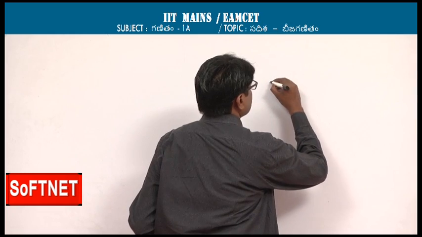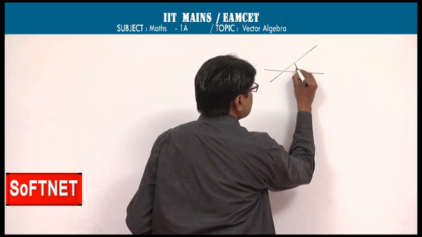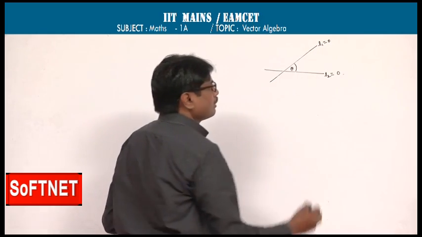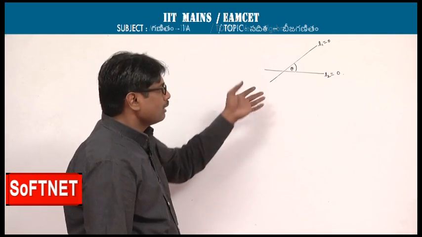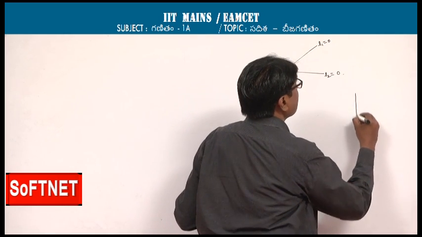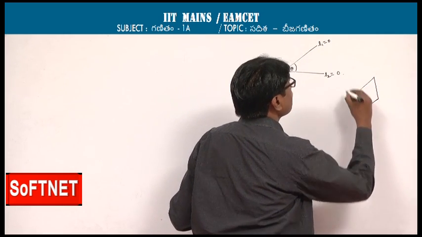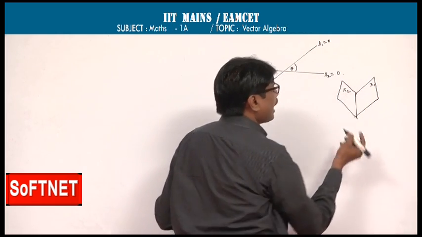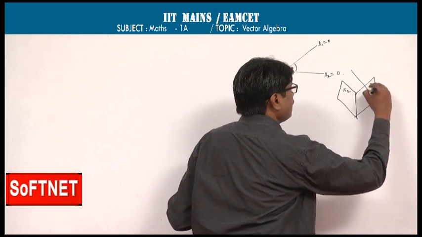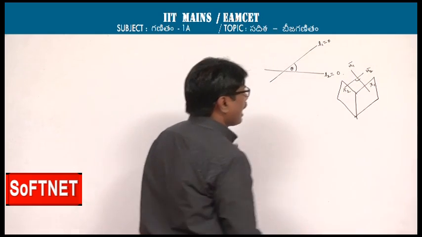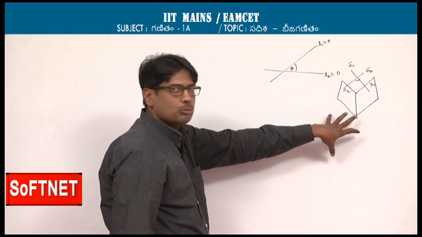In earlier classes we have seen the angle between two lines, theta, where L1 is equal to 0 and L2 is equal to 0. Next we have seen the angle between two planes, pi 1 is equal to 0 is one plane and pi 2 is equal to 0 is the second plane. The angle between two planes is nothing but the angle between their normal vectors n1 bar and n2 bar. So we have the angle between two lines and the angle between two planes.